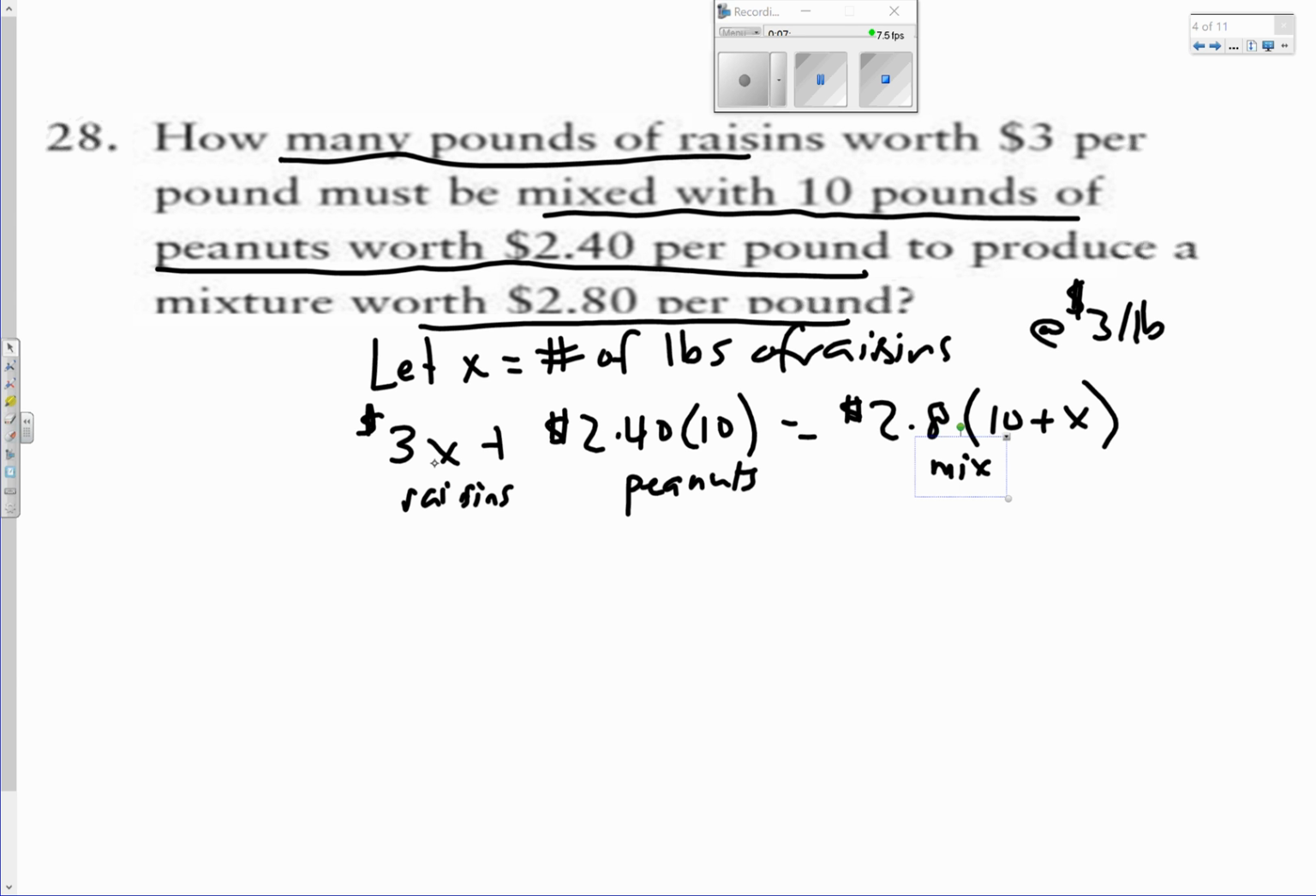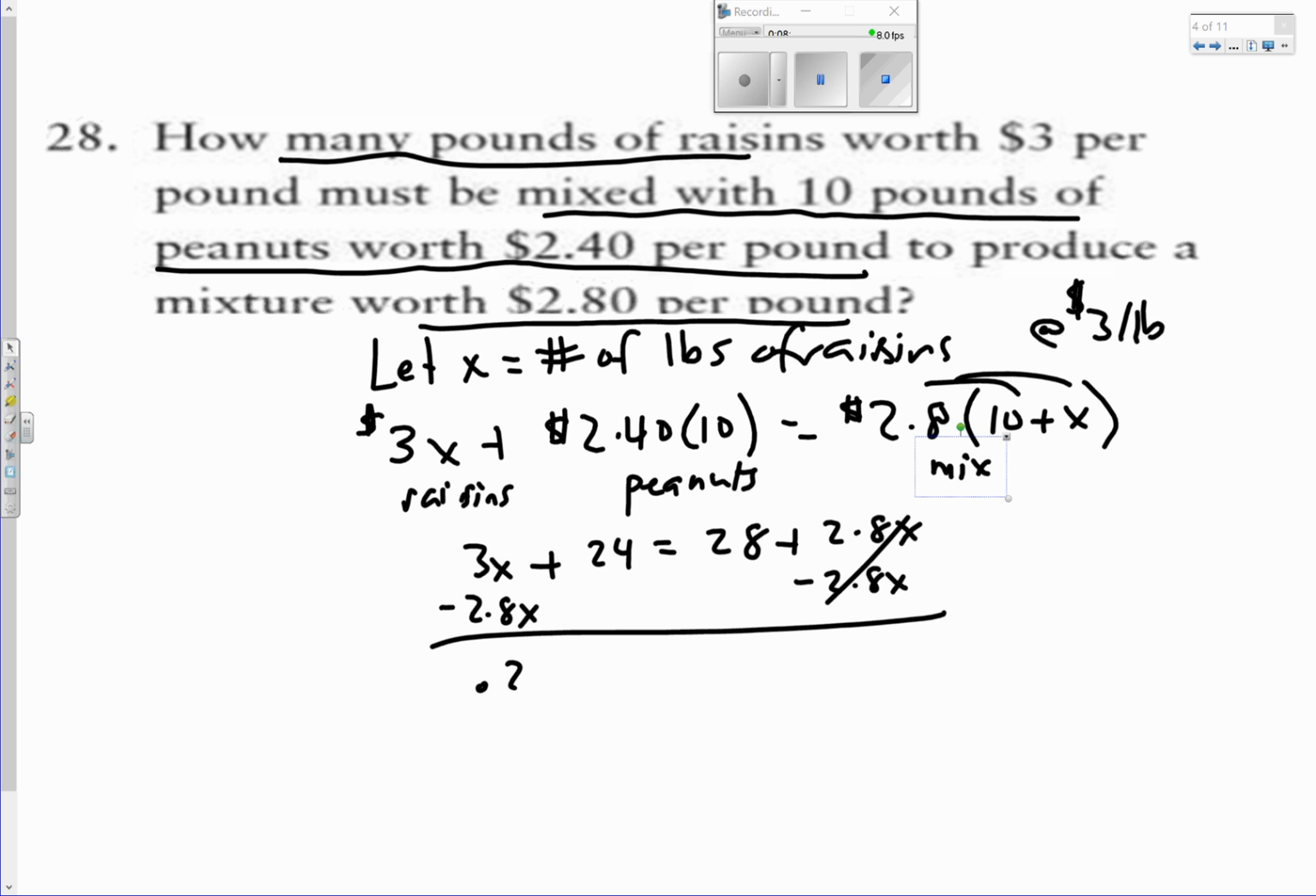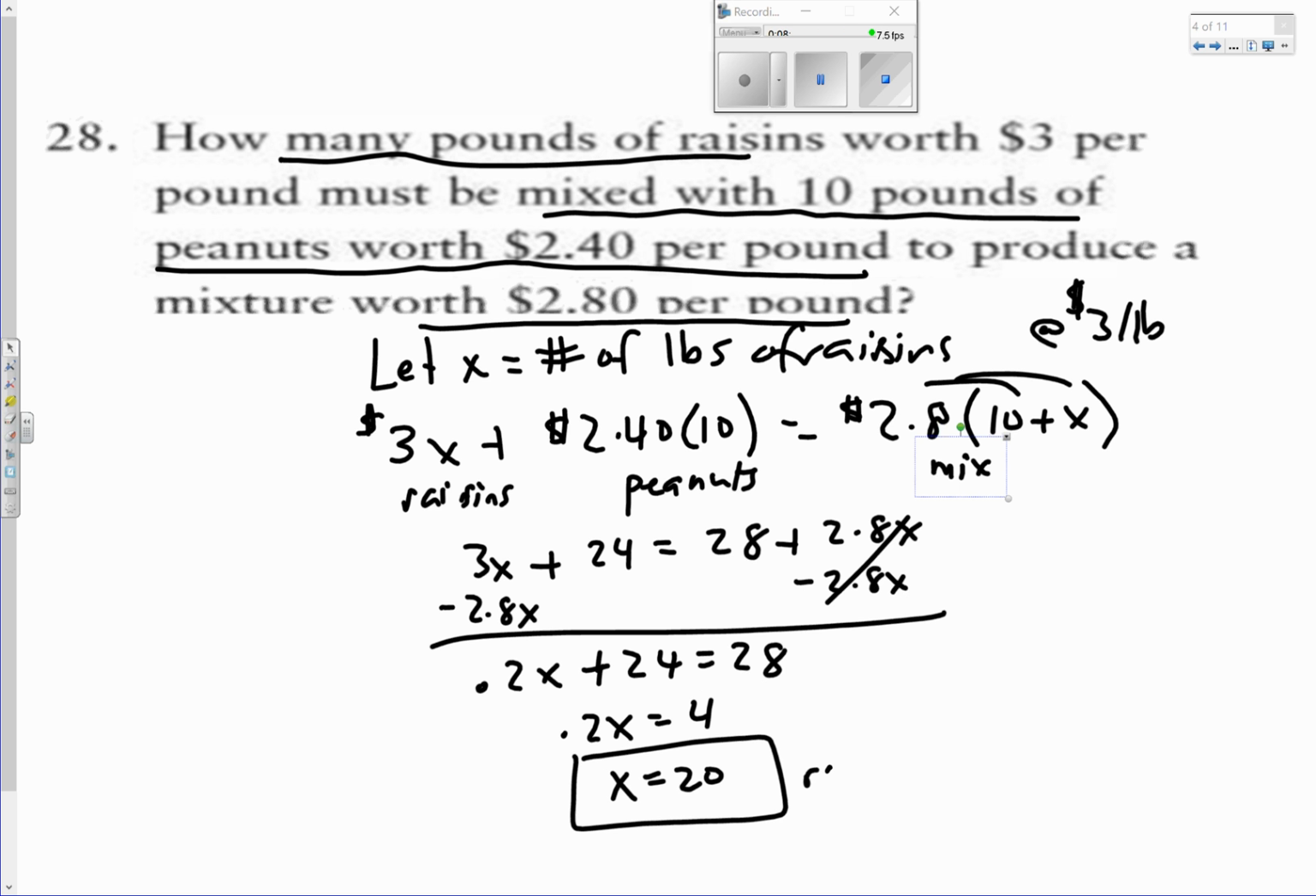Now you just evaluate, right? So 3x, nothing to do there. $2.40 times 10 is $24, is equal to this right here. So distributive property, you get 28 plus 2.8x, right? And then now we just go ahead and solve. So we can subtract 2.8x on both sides. So we get 0.2x plus 24 is equal to 28. Subtract 24 from both sides. So 0.2x is equal to 4. Divide both sides by 0.2 and you get x is equal to 20. So that's how many pounds of raisins there is.